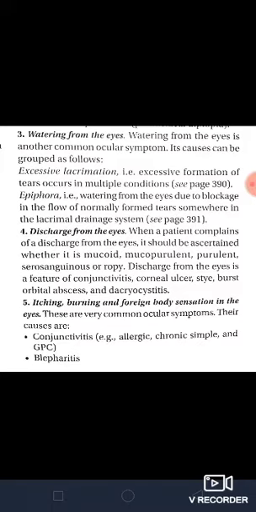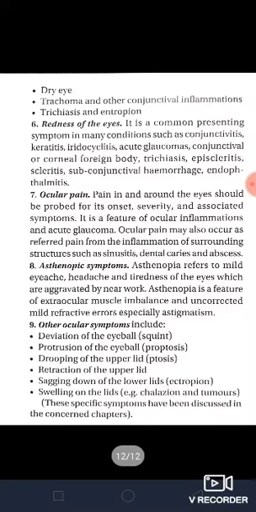The symptoms like itching, burning, and foreign body sensation in the eyes are very common ocular symptoms. Their causes are conjunctivitis, blepharitis, dry eye, trachoma, and other conjunctival inflammations, trichiasis, and entropion. The redness of the eyes is a common presenting symptom in many conditions such as conjunctivitis, keratitis, iridocyclitis, acute glaucomas, conjunctival or corneal foreign body, trichiasis, episcleritis, scleritis, subconjunctival hemorrhage, or endophthalmitis.